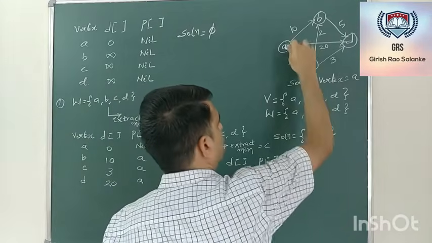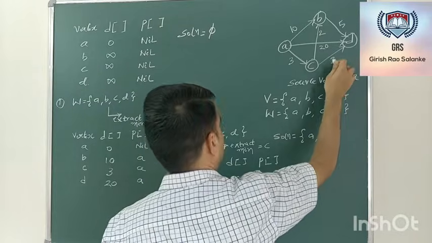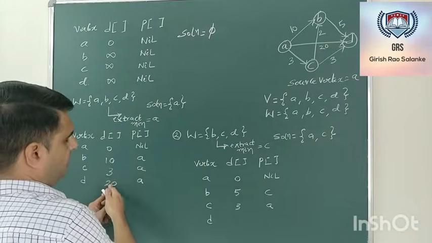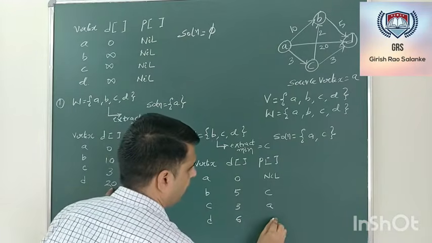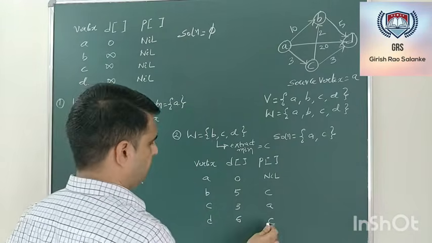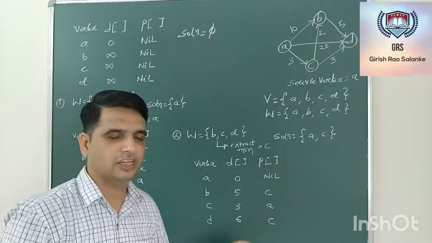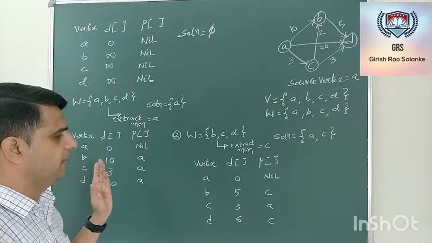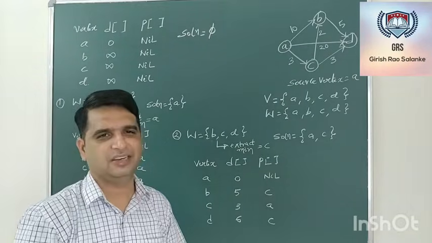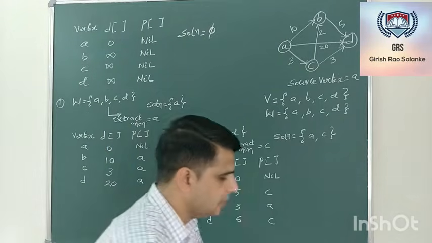Now to D. To reach C, it is 3. 3 plus 3 is 6. 6 and earlier it was 20, which is less? 6 is less. I'll update this to 6, and its parent is C. Now whenever I do an update in any shortest path algorithm, compared to its distance in the previous iteration, we call it a relaxation. Now this is the second iteration.